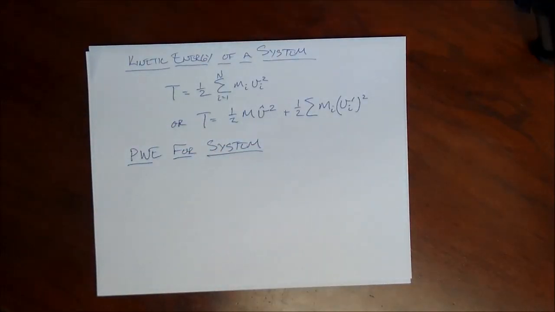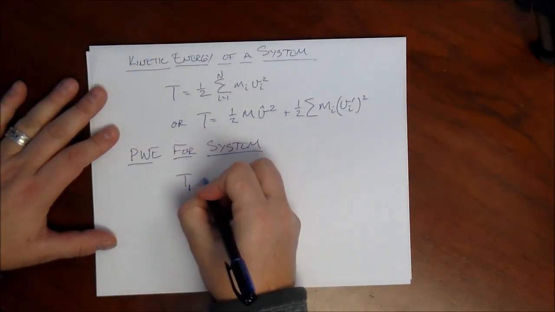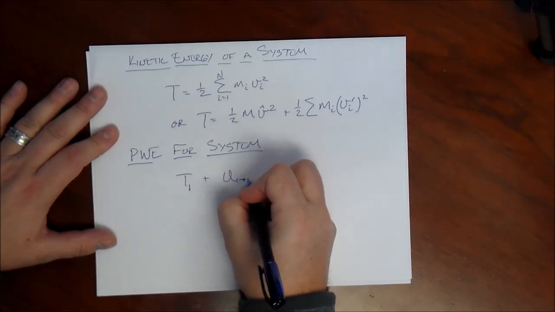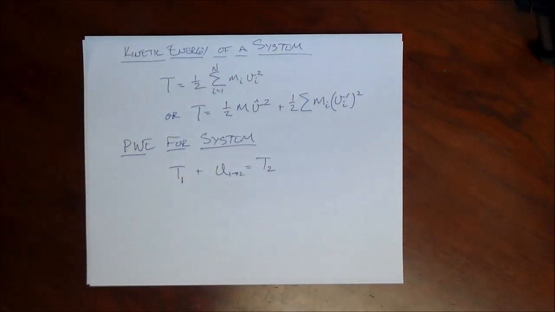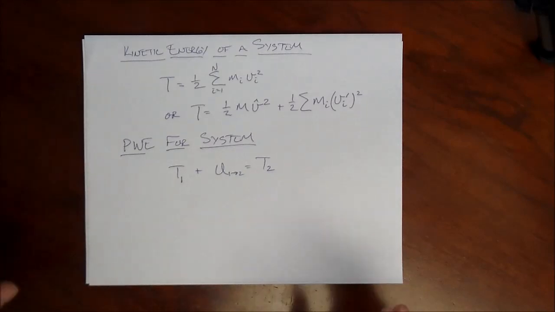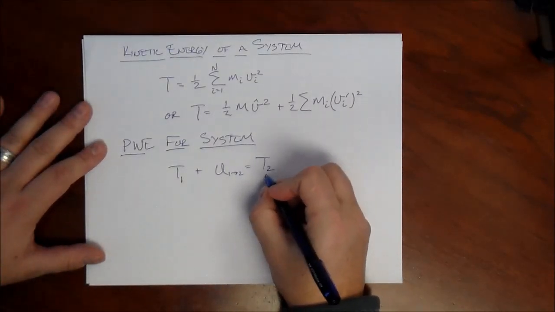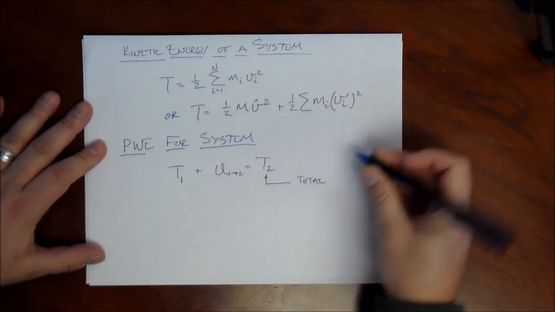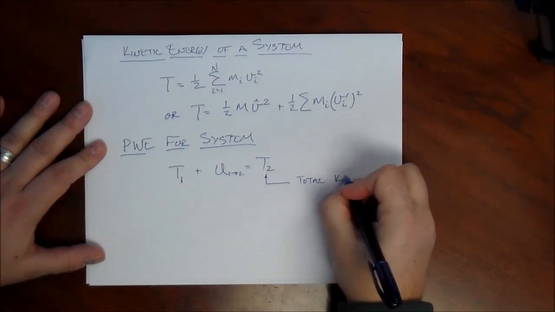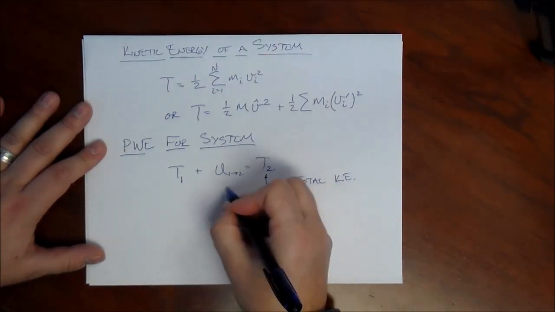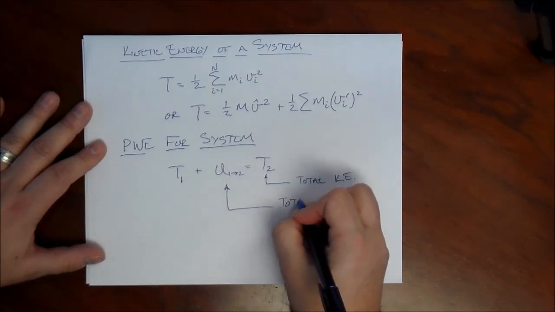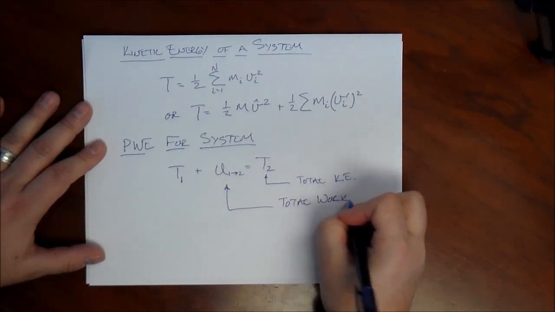So we can use this concept of kinetic energy for a system to write the principle of work and energy for an entire system. The statement looks the same. We can just write it like that. That's a statement of the principle of work and energy for a system of particles, but we have to recognize that each of these quantities is the total for the system. So T now is total kinetic energy for the system, one of these two expressions that we've written above, and U is the total work acting on all particles in the system.